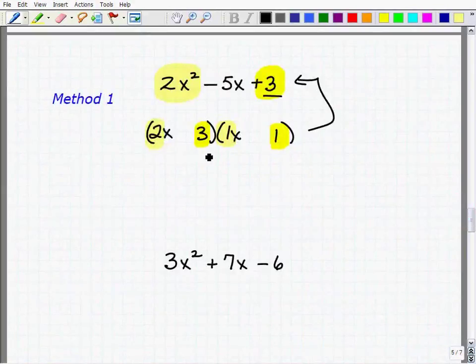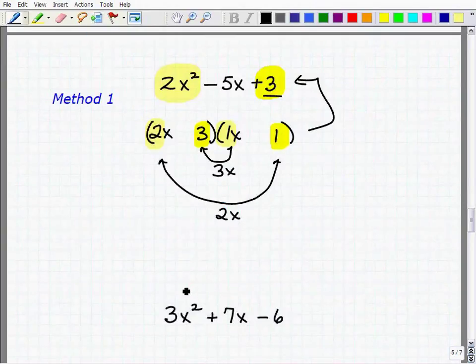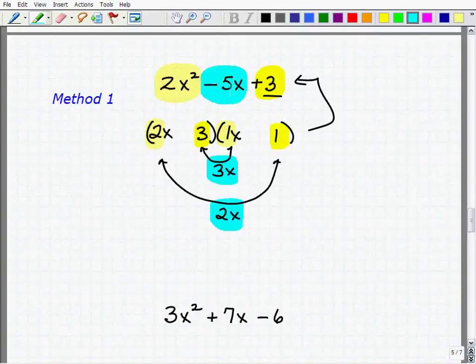All right, but here's the kicker on this. I kind of call it the double smiley situation. You want to look at this times this, okay, the inners and the outers. All right, so what's 3 times x? It's 3x, right? And what's 2x times 1? It's 2x. Now, what you're trying to do is get these two terms to add up to this term. All right, so I have a 3x and a 2x. If I add them up, I got positive 5x, but that's not what I want. I want a negative 5x.